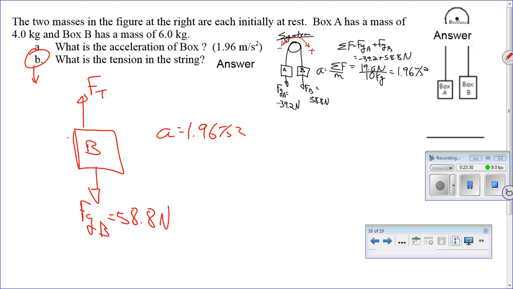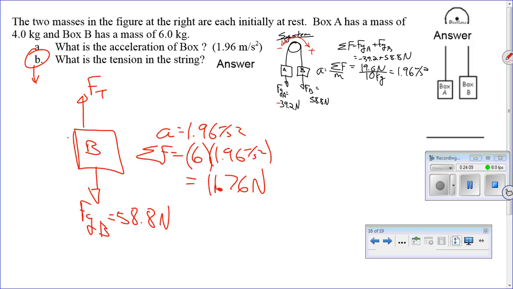All right, there's one other thing that I should do before I solve this. Find the net force, right? So net force is going to be mass times acceleration. So what mass do I use now? 6 kilograms, because I'm just focused on B. So that gives you 11.76. That's the net force. That's the total of all of my forces.